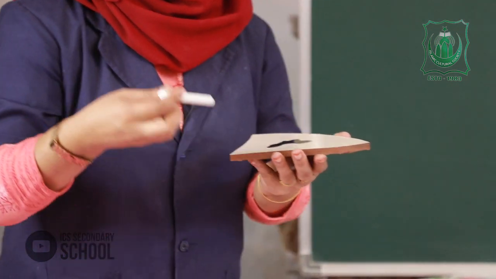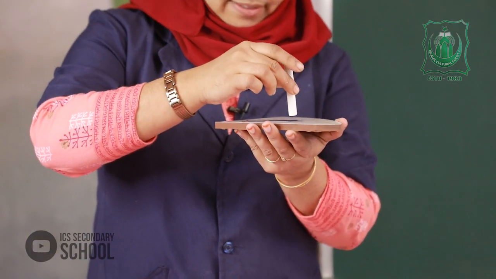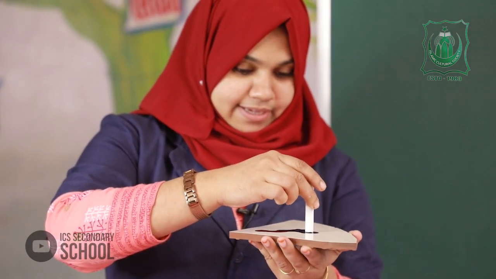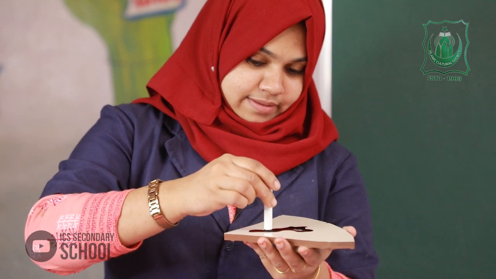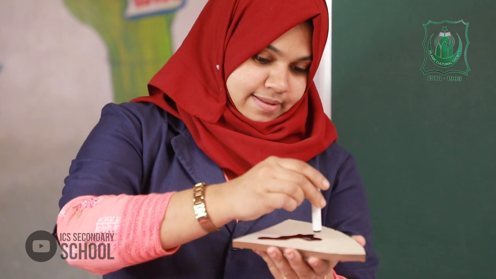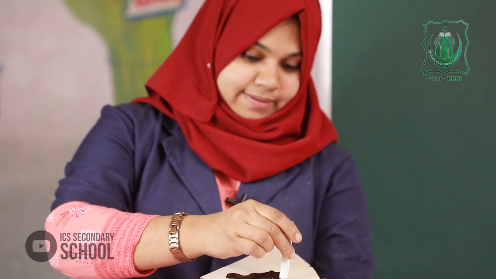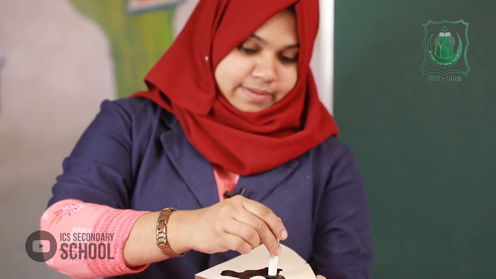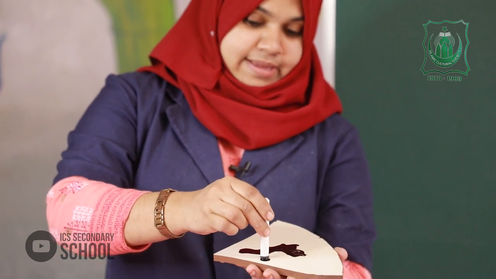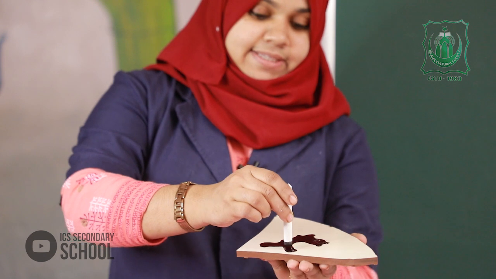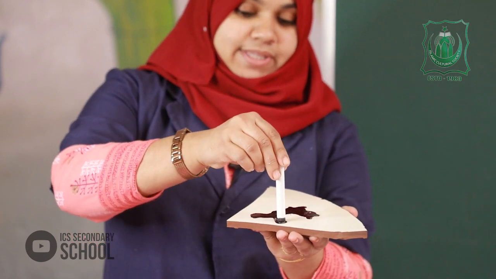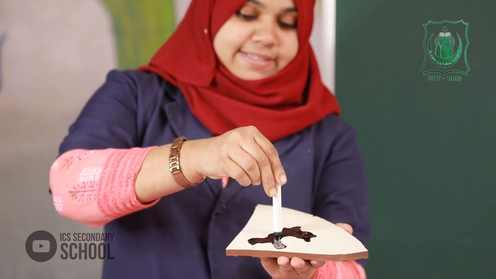Then I take a chalk and place this chalk in this ink. What do you observe? Yes, ink blot on the chalk. That is, ink rises through the chalk.